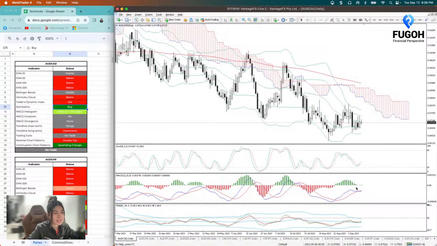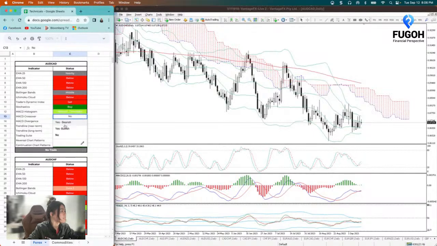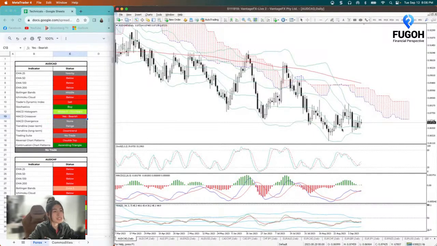Is there any crossover? Yes, guys, there is a crossover right now, and this is a sell crossover. Yes, it's a bearish crossover. MACD divergence. Is there any divergence we're seeing? We have here lower high, cool. And this is a lower low, right? No divergence. Well, let me just show you. So this is a lower high, and then from this to here is also lower high.